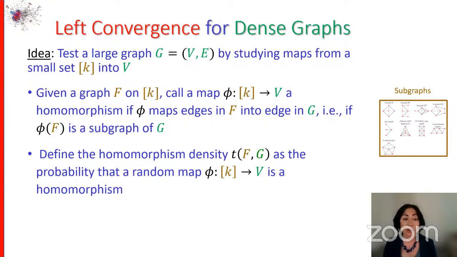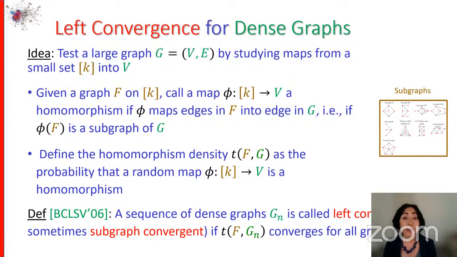So we can test a large graph by studying maps from a small set K into the vertex set of that graph. And what I'm going to do is define the homomorphism density of some small graph F into that graph as the probability that a random map on K vertices is a homomorphism. And we say that a sequence of dense graphs is left convergent or subgraph convergent if these densities converge. So basically what you're seeing is the density of an edge, the density of a triangle, the density of a four cycle, of a Petersen graph, and every other finite graph converge.